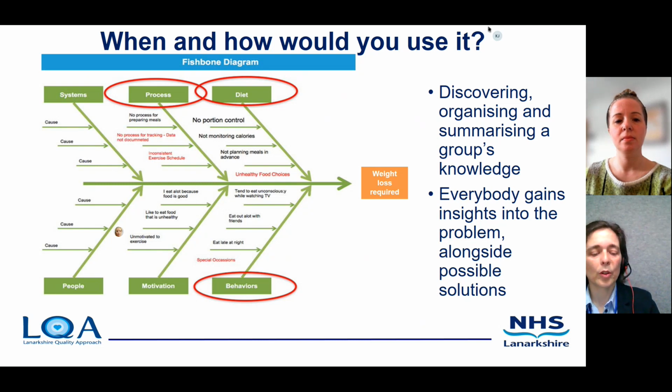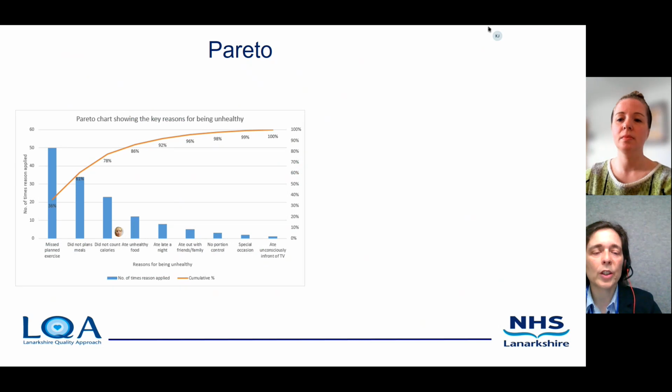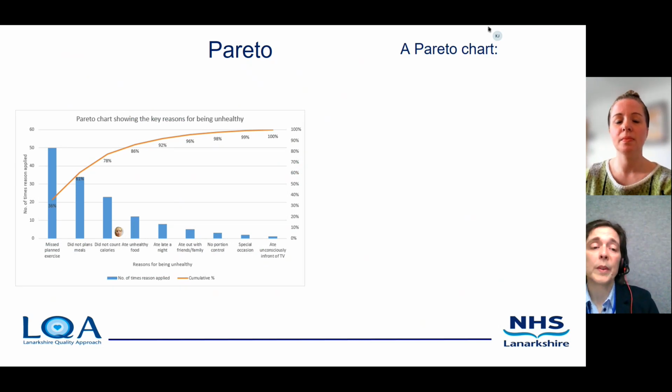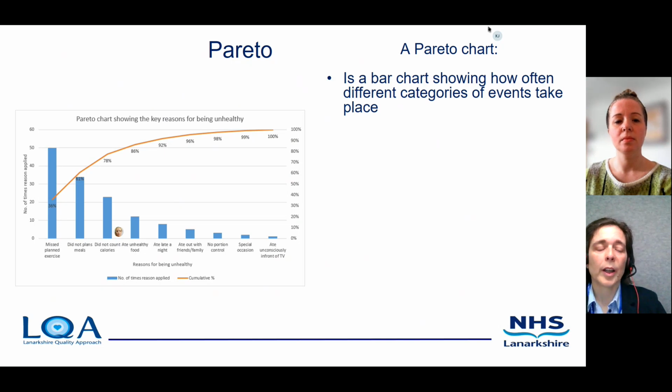So now we're on to Pareto. And this is a very useful tool. If you've done a survey, then you can plot your survey results on a Pareto. So rather than picking a change idea which relates to my favourite thing that I really want to change, because you're putting the results of your survey in, what you're finding out is the biggest problem that's talked about is missed planned exercise, because you've put your survey results in order of size. So the one that's most frequently written is missed planned exercise.